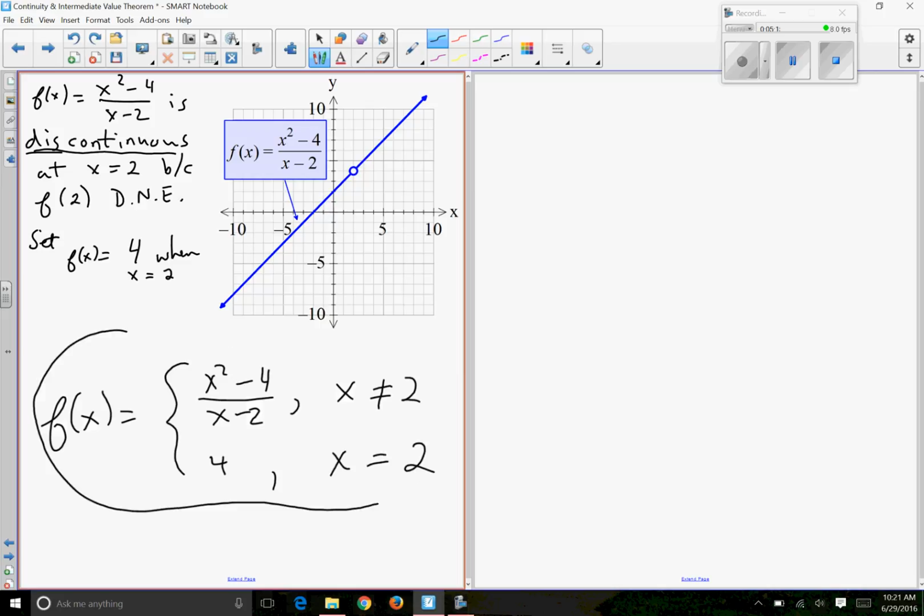This new function makes us plot the point when x equals 2, y equals 4. And when I plot that point, we now have a continuous function.